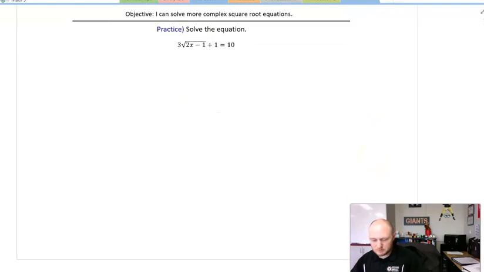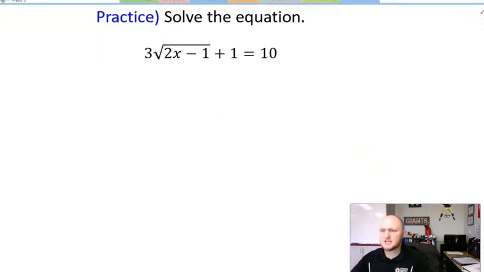Here is a practice problem just to check your understanding. Please pause this, try this one, get some feedback on the steps, see if you got the right answer, and if you didn't, where did you get tripped up? What mistake did you make that you need to fix for your understanding? So pause me, I'll show you the answer.